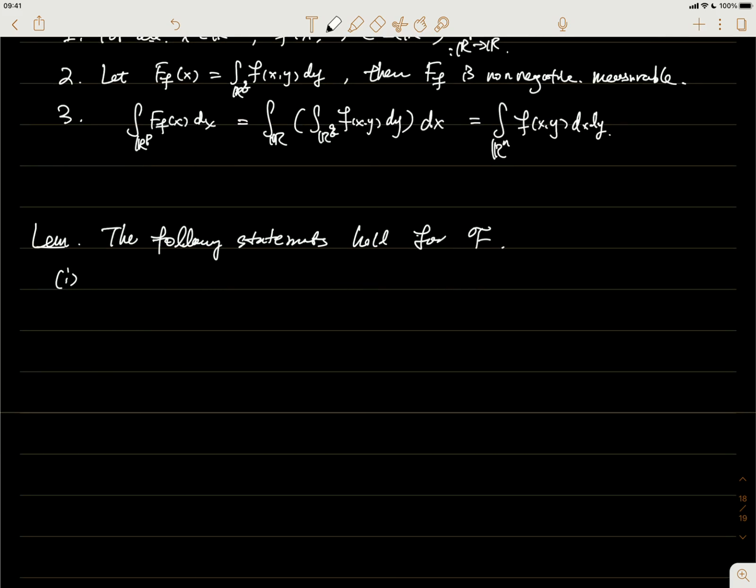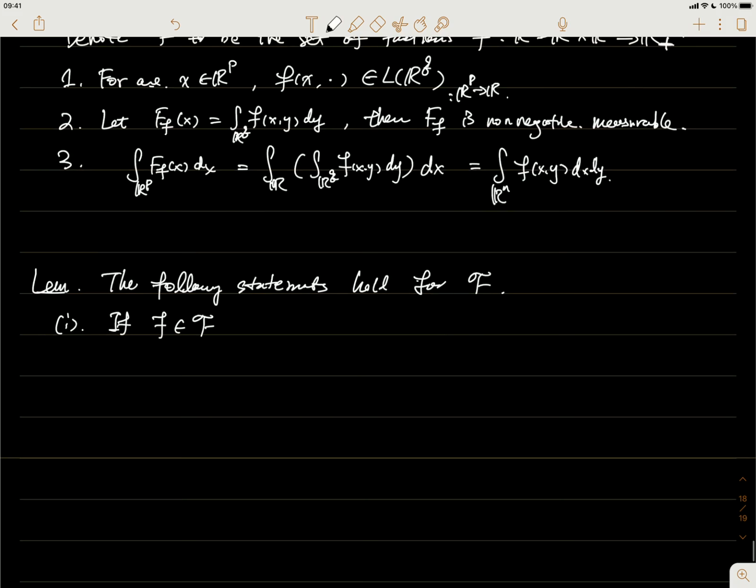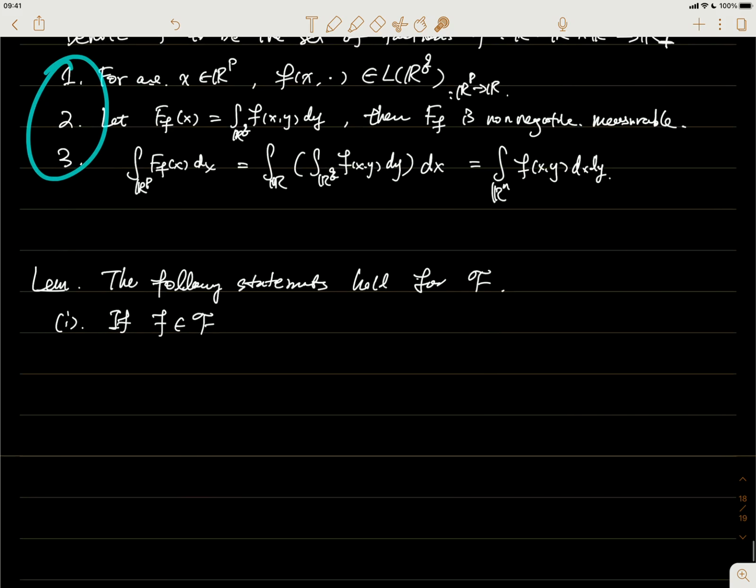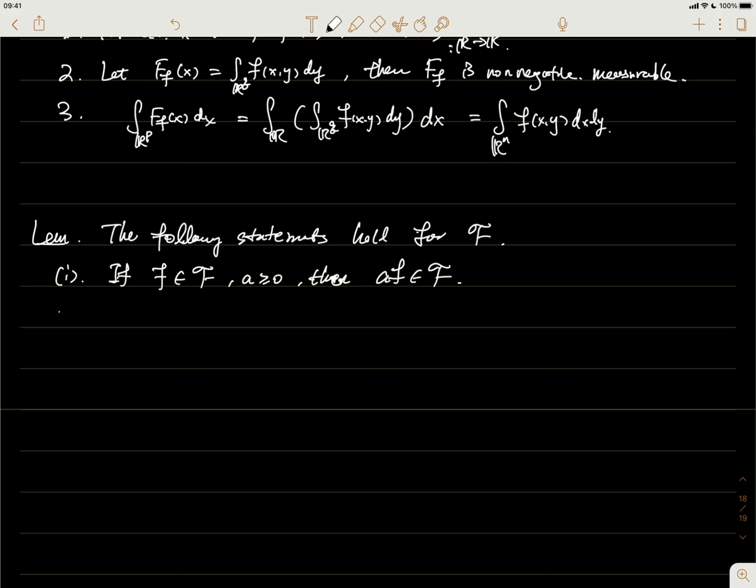So the first statement is: if there is a function f in F, meaning f satisfies all these three properties, and a is a real number bigger than 0, then if you multiply this function f by a, it is still in F. So it is closed under non-negative multiplication.